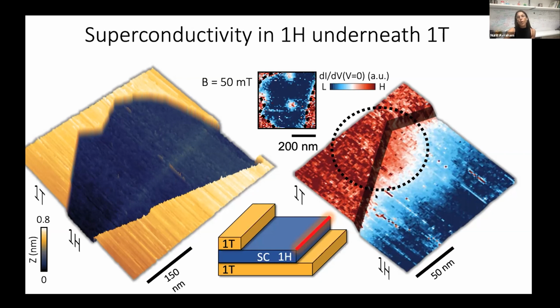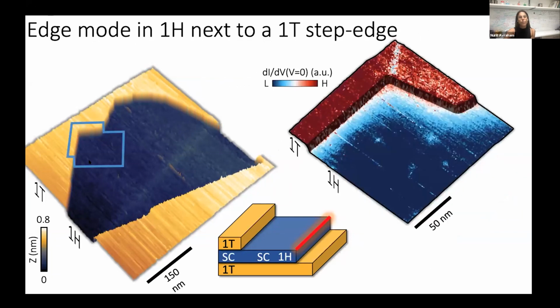So now we want to see what happens on this boundary. So let's go to this region where we don't see, with no magnetic field, and let's see what happens on this boundary. So this is an enlarged dI/dV of this region that we see around here. So this is the 1T layer, and this is the 1H crater, and we clearly see the boundary mode run along this edge.